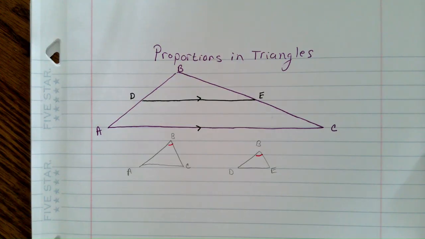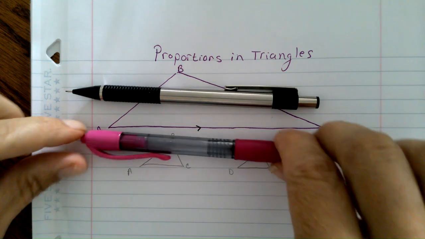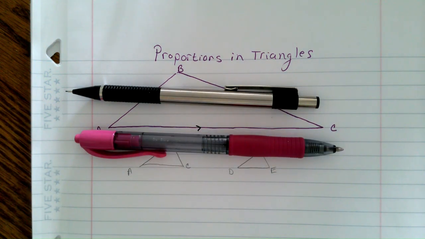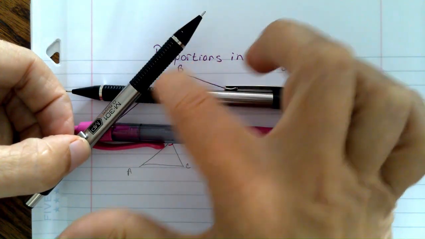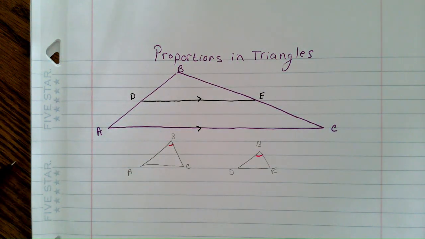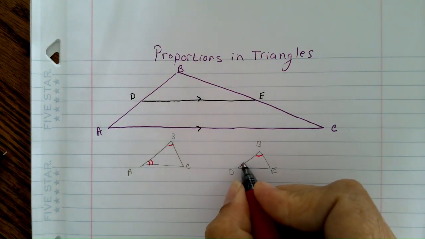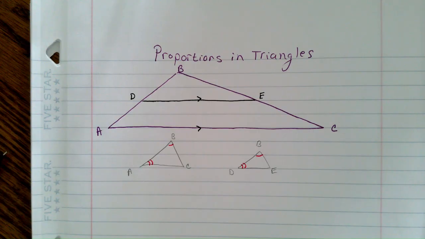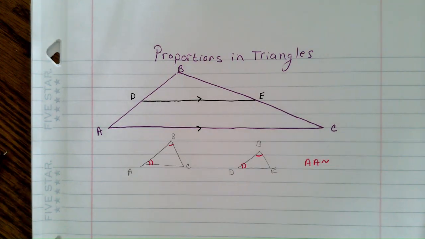So what do the parallel lines do? Well, if you remember, when you have two parallel lines cut by a transversal, which we have, the corresponding angles are congruent. So that means angle A is congruent to angle D. Could we do the same thing for C and E? Absolutely we can, but we don't have to because now we have angle-angle similarity. So we know that these things are proportional.